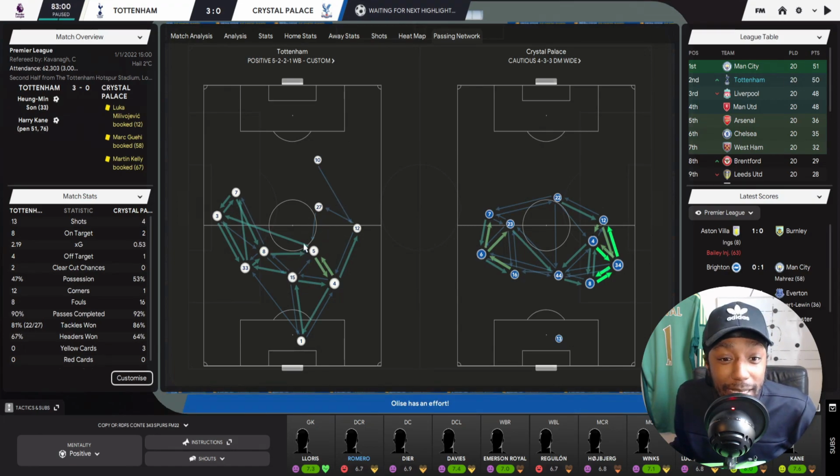We can also see here how much Højbjerg is getting hold of the ball. He's playing the ball, but it's a lot of recycling, just playing it back to that number 4. I believe that is Cristian Romero.